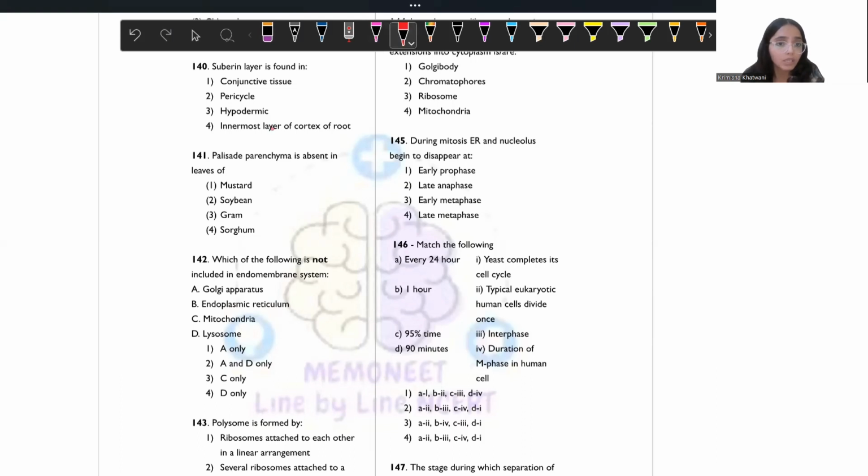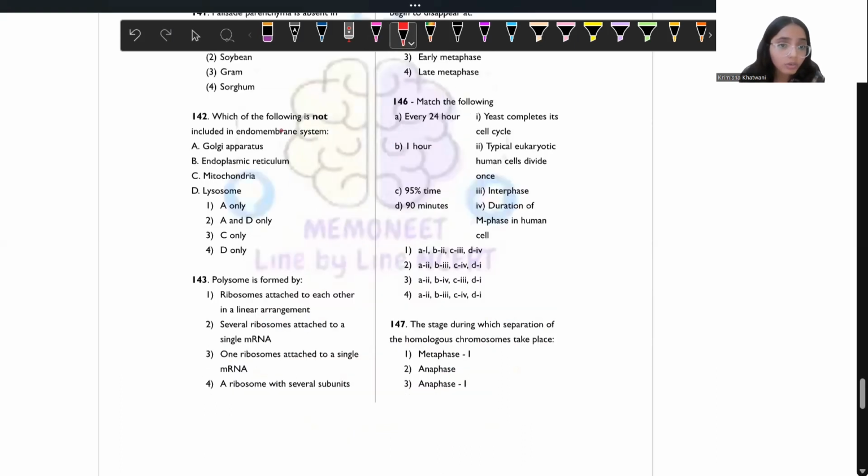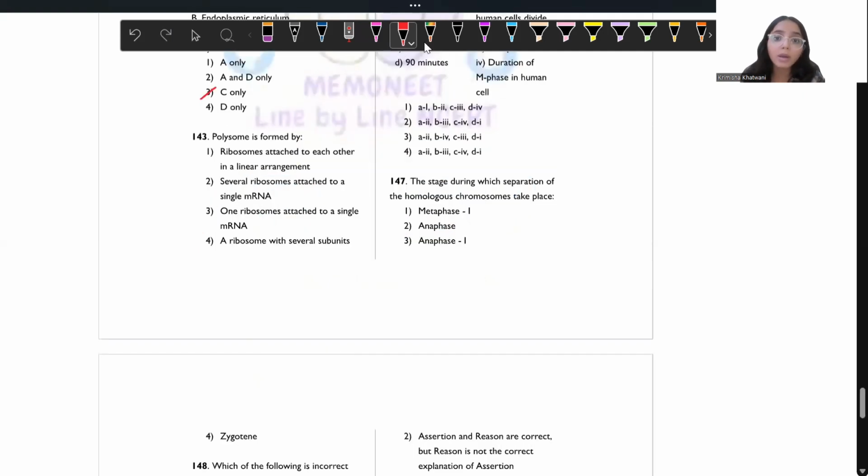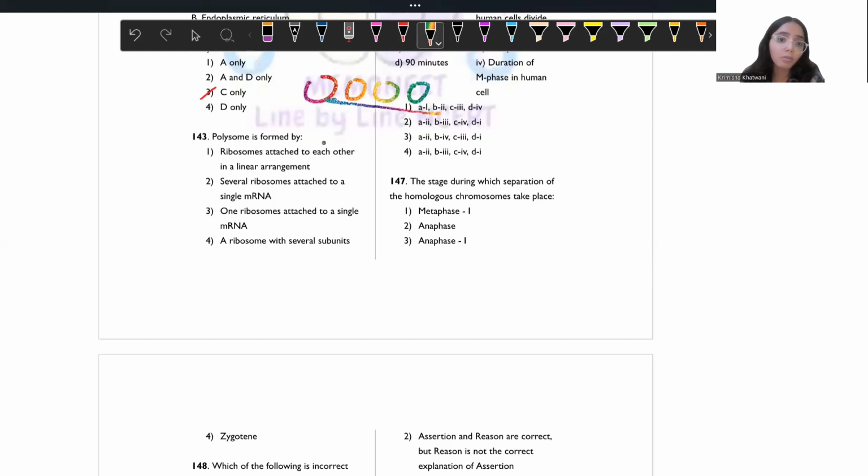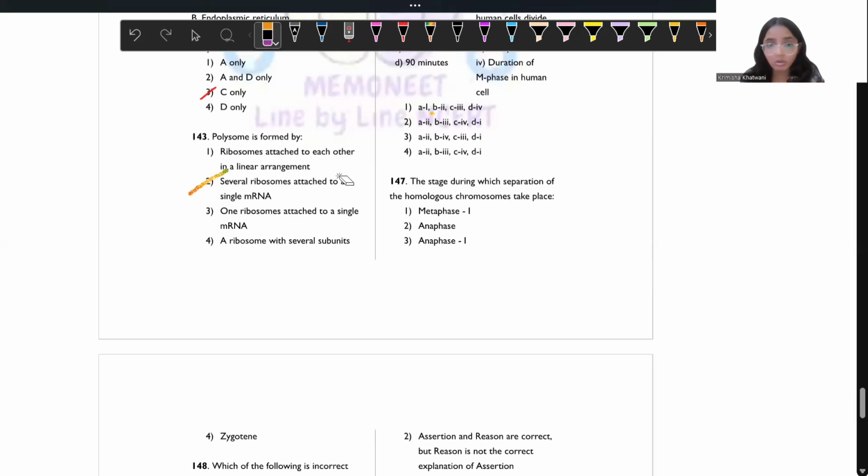Next is 142. What is 142 saying? Which among the following is not included in endomembrane system? It's mitochondria. Because endomembrane system includes Golgi, endoplasmic reticulum, lysosome, and vacuole. Mitochondria is not there, so the answer is the third option. Let us see next. Polysomes are formed by multiple ribosomes. When they are attached to mRNA, they form polysome, and this occurs during translation. So the answer to this question is the second option.